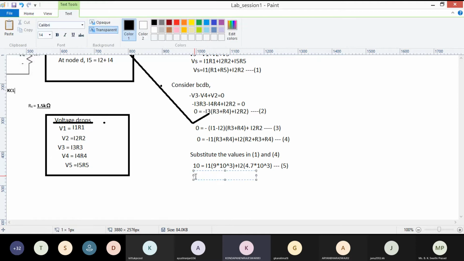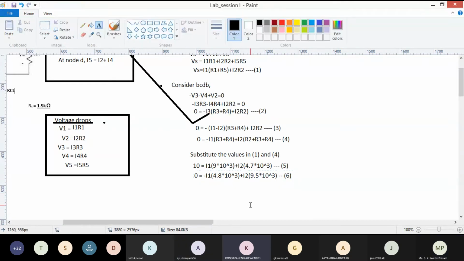Ma'am, fourth equation is minus I1 into 4.8 into 10 power 3 plus I2 into 9.5 into 10 power 3. How will I write it if you go like that? Minus I1 into 4.8 into 10 power 3 plus I2 into 9.5 into 10 power 3. How many of you didn't get this and how many of you got it? Got it. Yes, ma'am. Got it. All of you have got it?